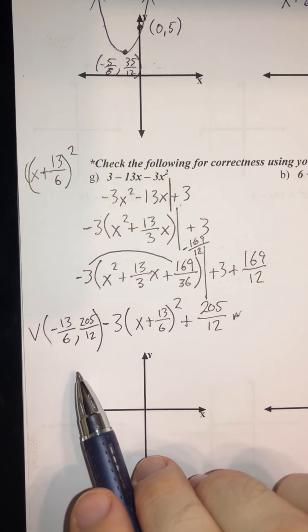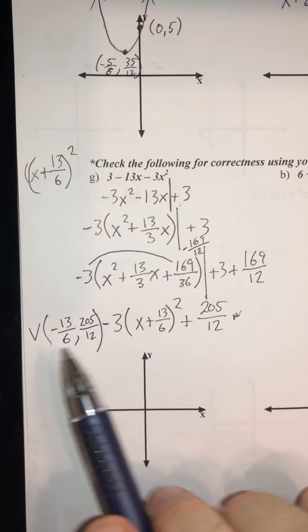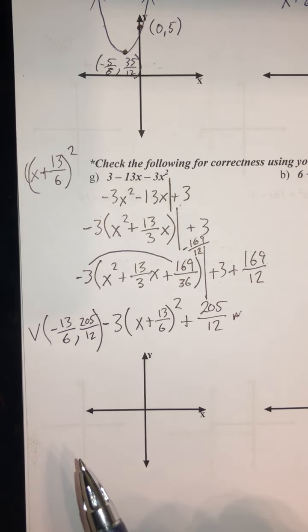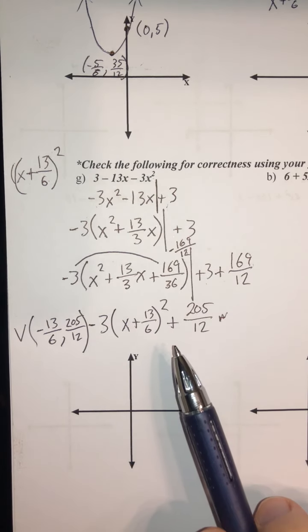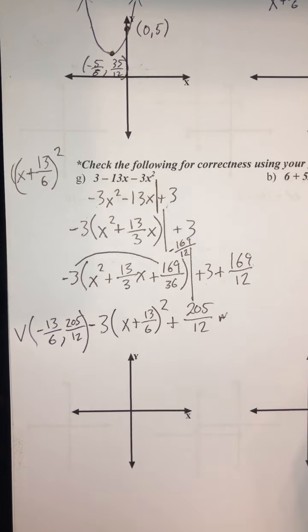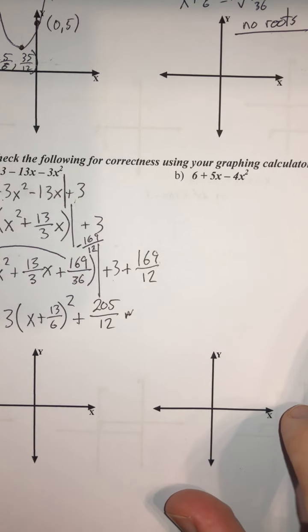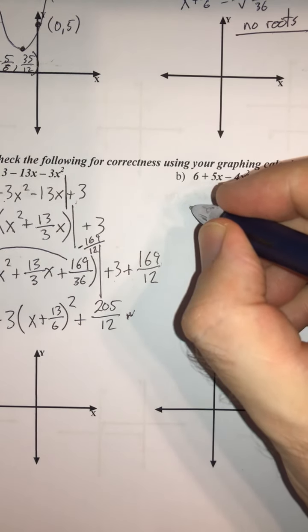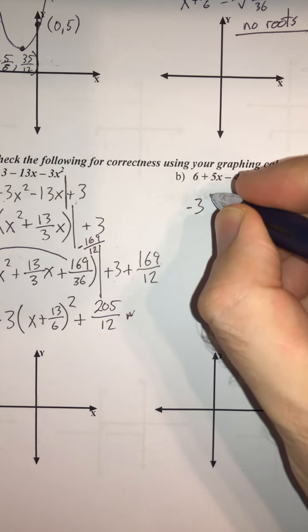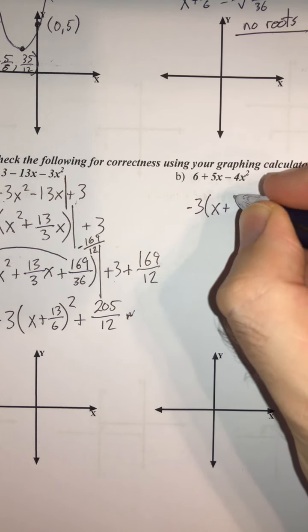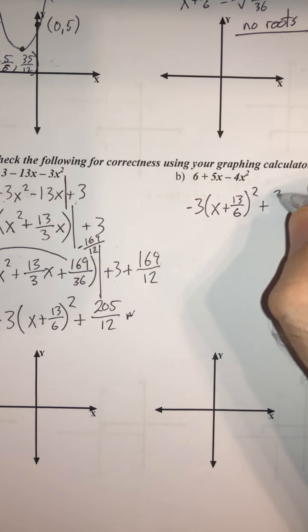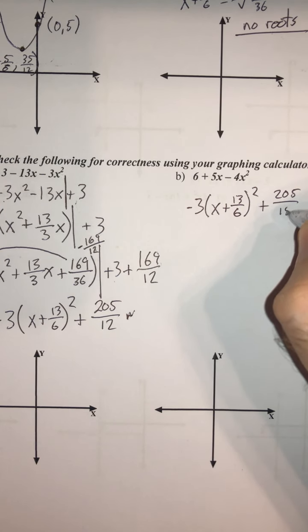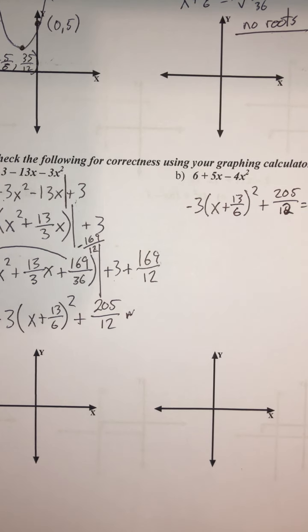So with this, we figured out the perfect square. Now we need to solve this. So we're going to solve this equation here. And in order to solve that, we set this equal to 0. So negative 3 times x plus 13 over 6 all squared plus 205 divided by 12, sorry, not 15, 12, equals 0. And we solve for x.